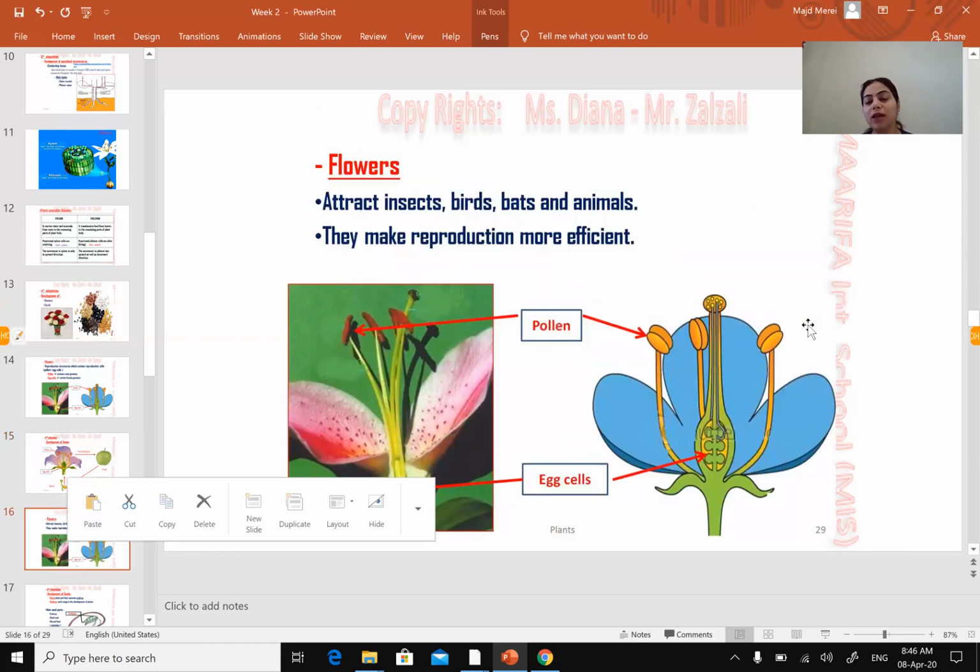Now, how can they help plants also? Because of their colorful colors, the red color, the yellow color, flowers attract insects, birds, bats, and animals. When they attract insects, bats, birds, what will happen to the pollen? The pollen will be transferred by these animals from one plant to another plant for pollination. So this will make reproduction more efficient.